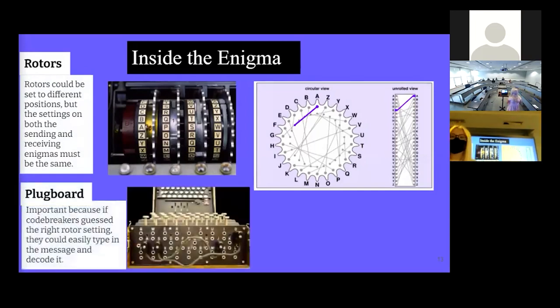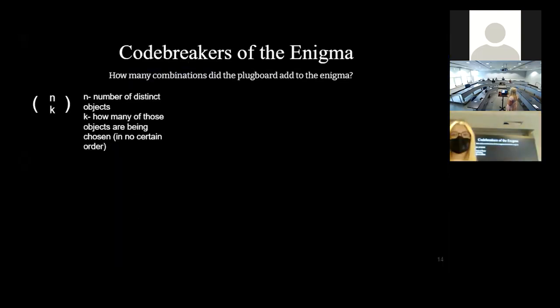And so we have the plug board, and it's important because if a code breaker guessed the positions of the rotors, they could just type in the message and decrypt it pretty easily. The plug board is just there to swap out different letters. And it's pretty hard to guess all the different letters that could be swapped, because you could substitute all of them or you could substitute none. So it just makes it more complicated and a lot harder to decrypt.